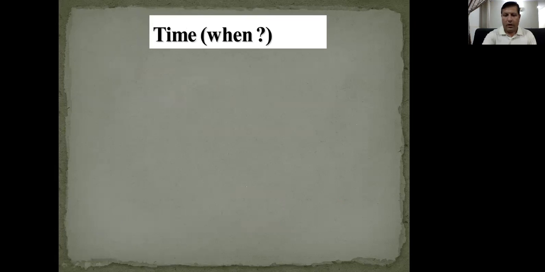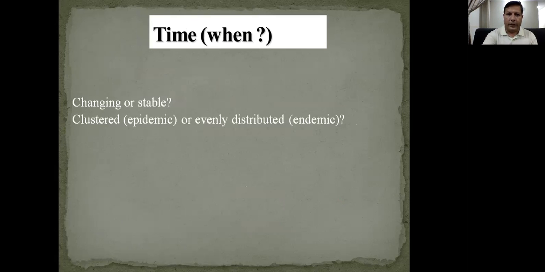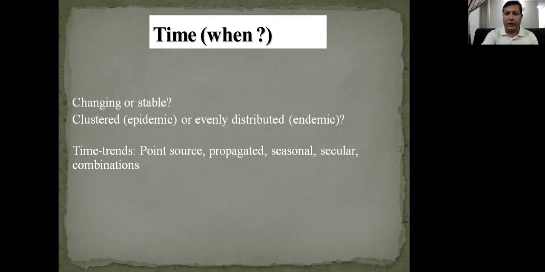Time. So we have considered three factors: person, place, and time. Changing our step: is the disease occurring in one season, or at any time? Which time? Cluster, epidemic, or evenly distributed endemic. Which type of situation is there? Time standards: point source, propagated, seasonal, secular, or combination.